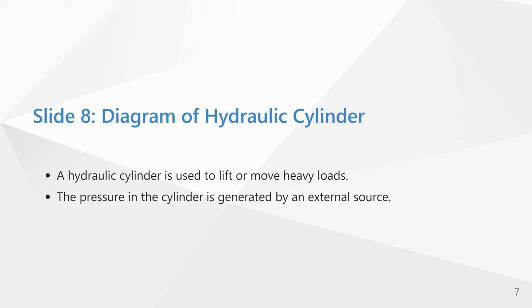A hydraulic cylinder is used to lift or move heavy loads. It generates the pressure needed for such tasks from an external source, allowing for efficient and controlled movements of these loads.